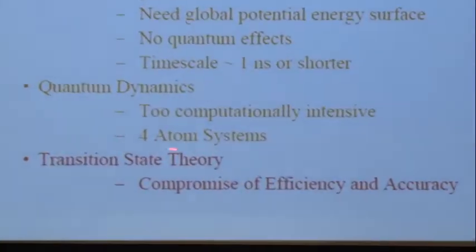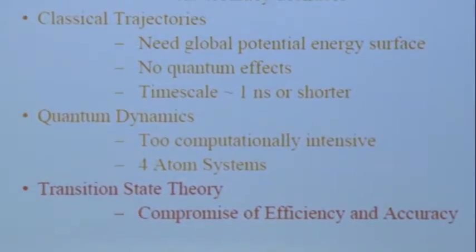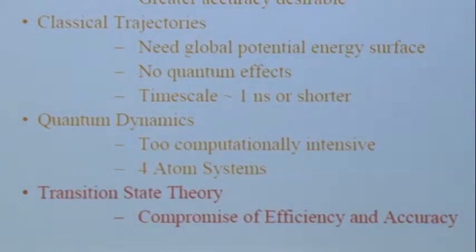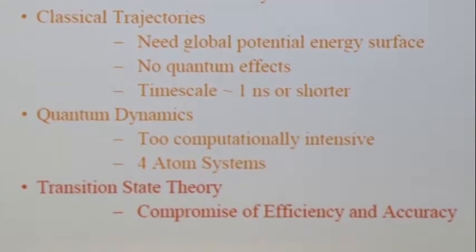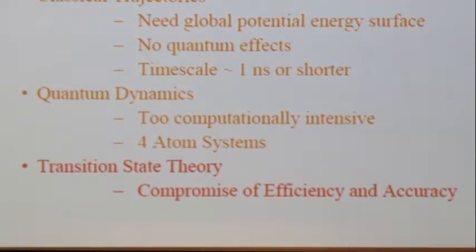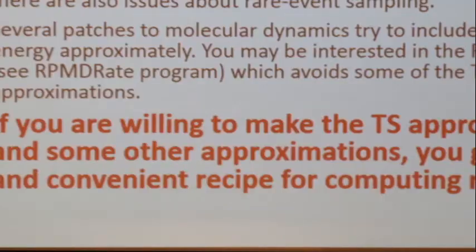You could try to do exact quantum mechanics and solve the Schrodinger equation. This is just ridiculous. You can only afford to do 4-atom systems with that. Actually, one guy did a 5-atom system once. Okay, so that's right out. So we can't do exact quantum mechanics. We can't even do classical mechanics because it's too expensive to run it long enough to see anything. The empirical methods are not reliable, so we're kind of forced to some approximate quantum theory. And the transition state theory turns out to be the best one that people have found so far.